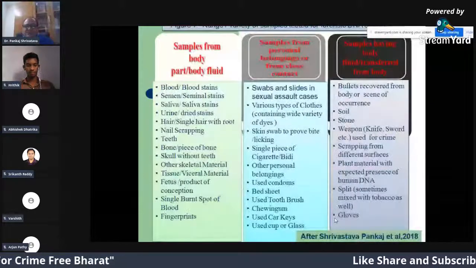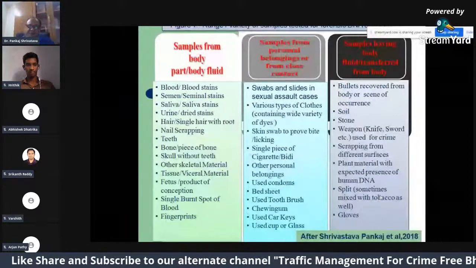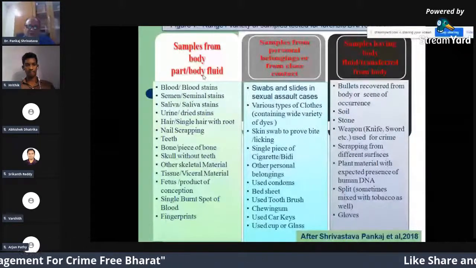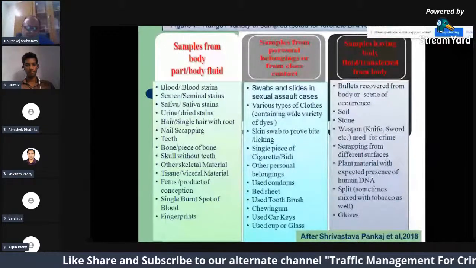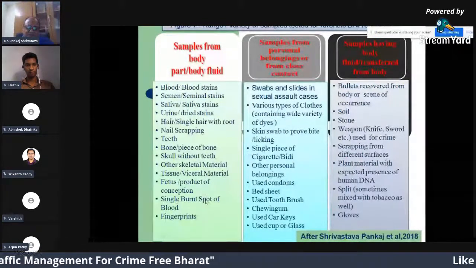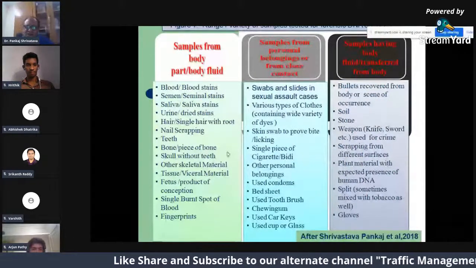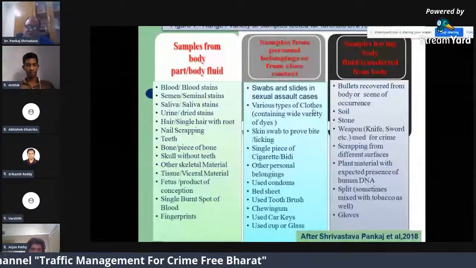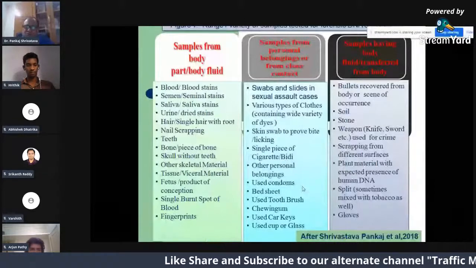Okay. Now, no need to explain this. This is just to show you. This is from one of my papers, showing samples from body part or body fluid. You can just simply read it: think of any material from our body, and you will find that a DNA profile can be generated. Let it be fetus, single burnt spot of body, fingerprints, blood stains, seminal stains, saliva, etc. And samples taken from the body like swabs, slides, various types of clothes, skin swab, single piece of cigarette bidi, personal belongings, used condom, bed sheet, toothbrush, chewing gum.